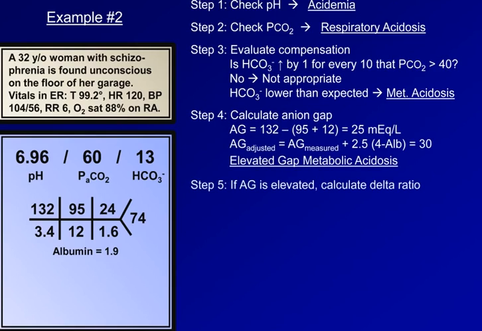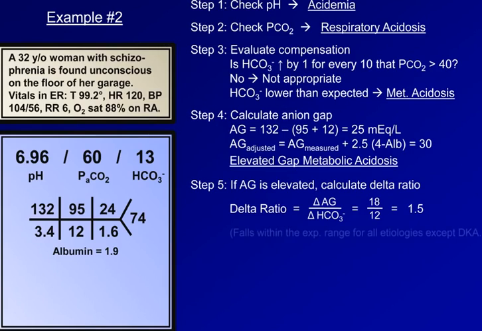Step 5, the delta ratio, which is delta anion gap divided by delta bicarb. 18 divided by 12 is 1.5. As with the last example, while we don't yet know the etiology of the elevated gap acidosis, a delta ratio of 1.5 is in the expected range for everything but DKA, which this is obviously not. So therefore, there is not an additional metabolic process present.